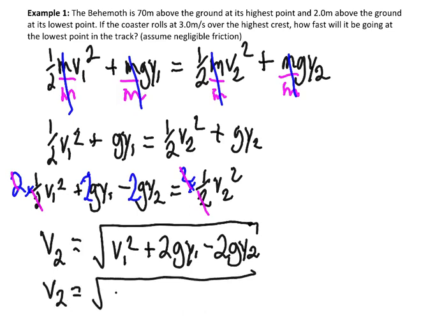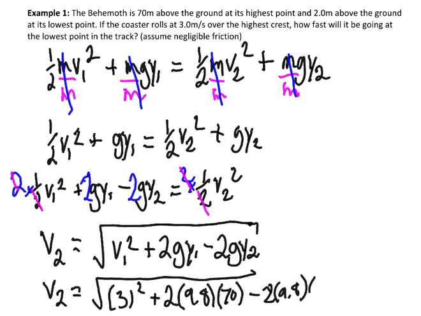So V1 was 3 meters per second. So 3 squared plus 2 times 9.8 times Y1, which was 70, minus 2 times 9.8 times your Y2, which is 2 meters. Plug all that into your calculator: 3 squared plus 2 times 9.8 times 70 minus 2 times 9.8 times 2, and then square root the whole thing. And we get 37 meters per second.